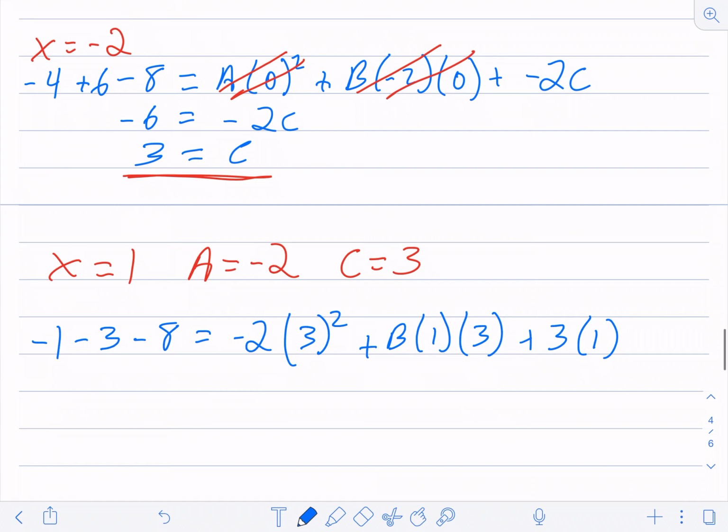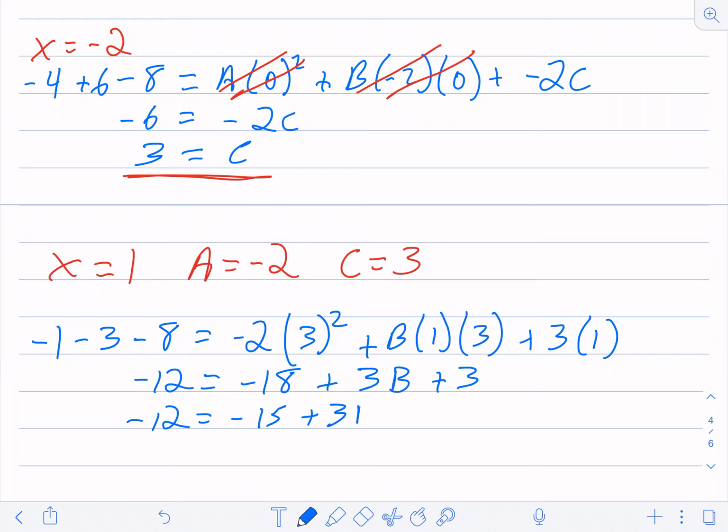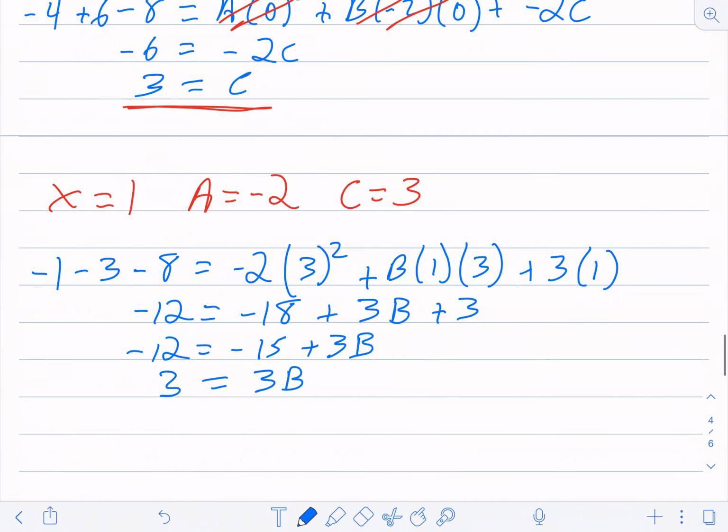So now what happens when I multiply this out? I got negative 1, negative 3, and negative 8 is negative 12. And that's going to be equal to negative 2 times 9 is negative 18. And then I've got plus 3b, right? And then I've got plus 3. So that's negative 12, and then negative 18, and that's positive 3 is negative 15, plus 3b. I'm going to add the 15 to the other side, and I get 3 is equal to 3b, which must mean that b is equal to 1.